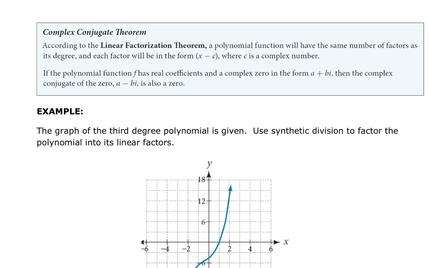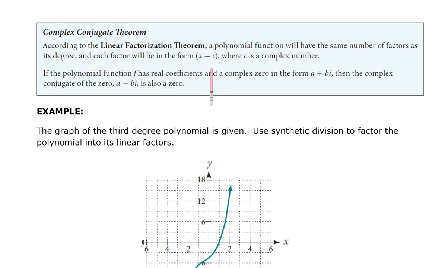This one says the complex conjugate theorem. According to the linear factorization theorem, a polynomial function will have the same number of factors as its degree, and each factor will be in the form of x minus c, where c is a complex number. If the polynomial function has real coefficients and a complex zero in the a plus bi form, then a minus bi must also be a factor.